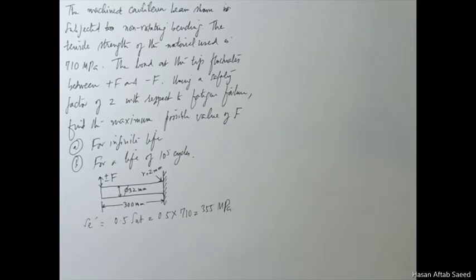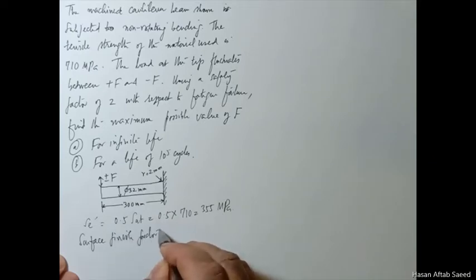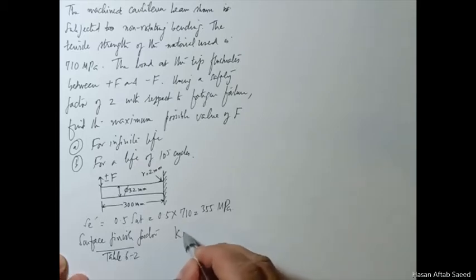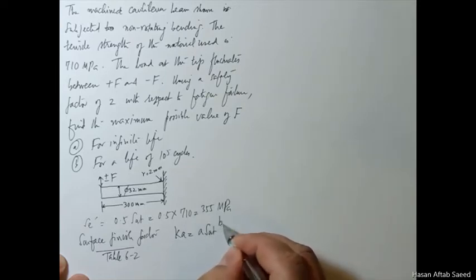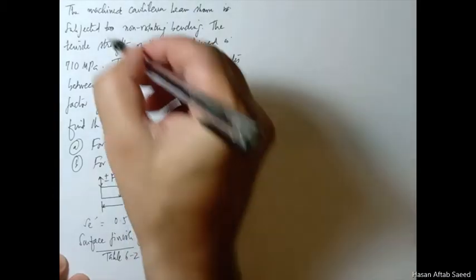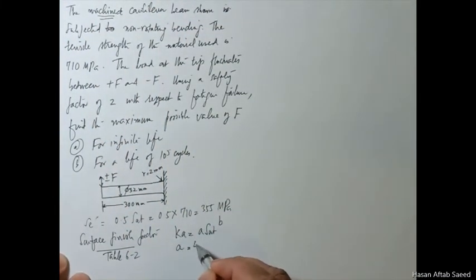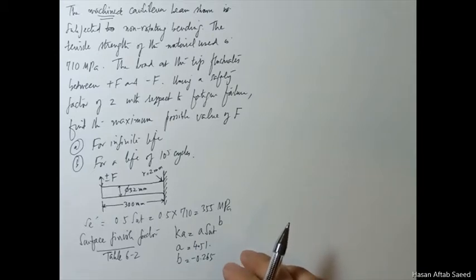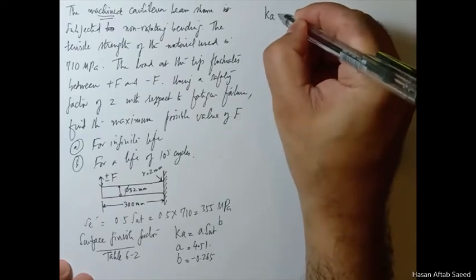Now we again have to apply the different factors. First of all, the surface finish factor, or the surface factor, which you can read from table 6.2. And obviously the expression for that is A SUT to the power B, and for machined the value of A is 4.51 and B is equal to -0.265. These are very familiar because in the last problem we were dealing with the cold drawn and the values for both are the same.